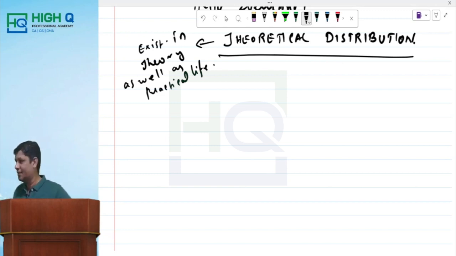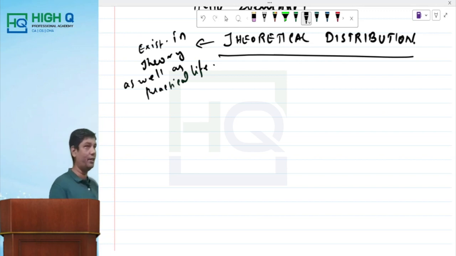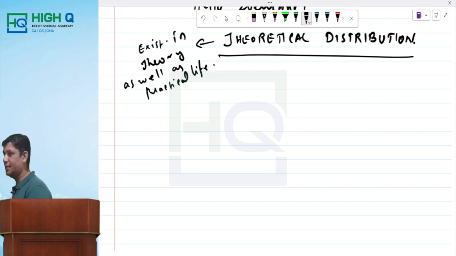Inventions. Okay, mother of inventions. Necessity is the mother of invention, right? Here in mathematics, limitation is the mother of inventions.